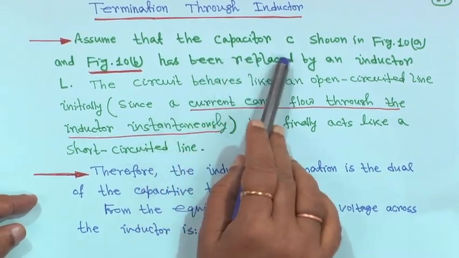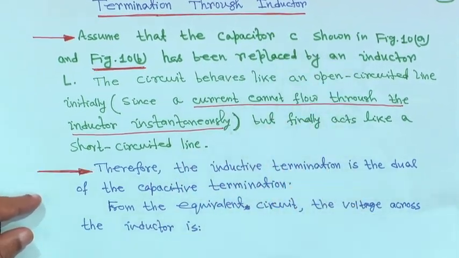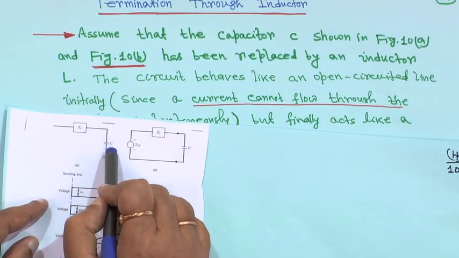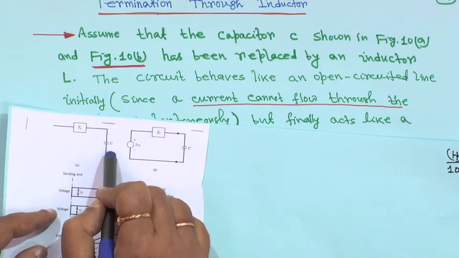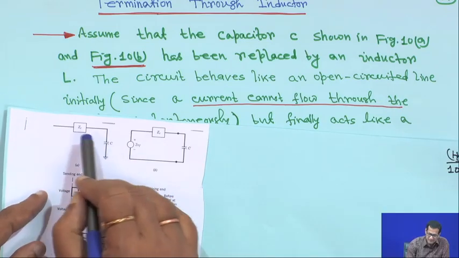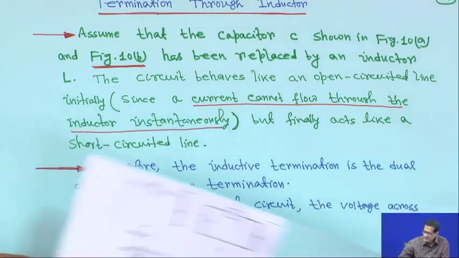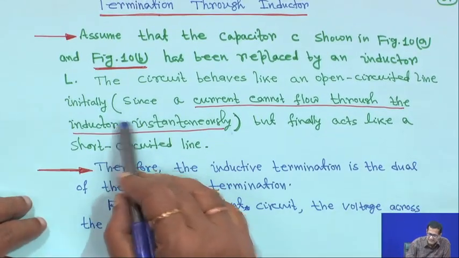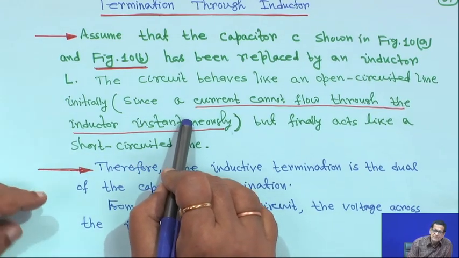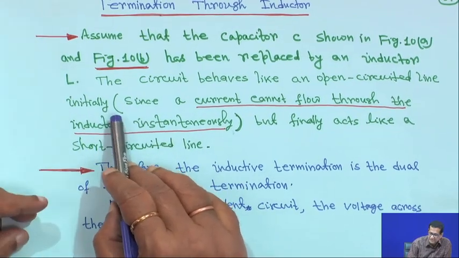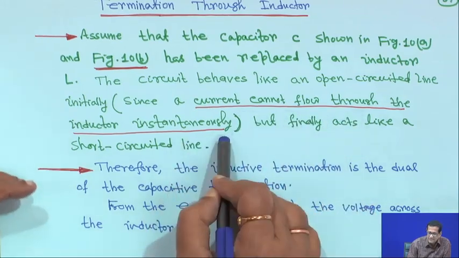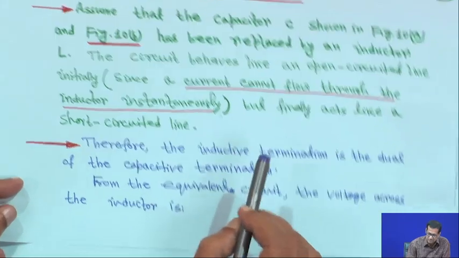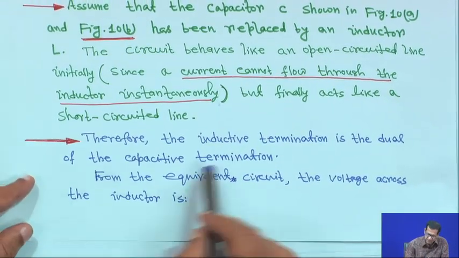In this case, instead of capacitor C, you can replace this one by an inductor. Its behavior will be just opposite to the capacitor, and this is the characteristic impedance. In that case the circuit behaves like an open circuit line initially, whereas in the case of capacitor it was a short circuit. A current cannot flow through the inductor instantaneously, this we know, but finally it acts like a short circuited line. Therefore, the inductive termination is the dual of the capacitive termination.